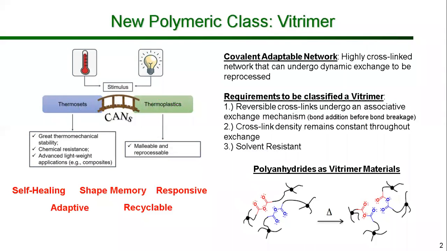They can undergo shape memory, and they are responsive, adaptive, and can be recycled. To be classified as a Vitrimer, you have to have reversible crosslinks that undergo an associative exchange, which means that the bond addition is occurring before the bonds are breaking. This helps maintain the crosslink density throughout the exchange process, which results in solvent resistance, where it will maintain its cross-linking and will not dissolve in solvent. The Vitrimer material that I'll be talking about today are polyanhydrides.